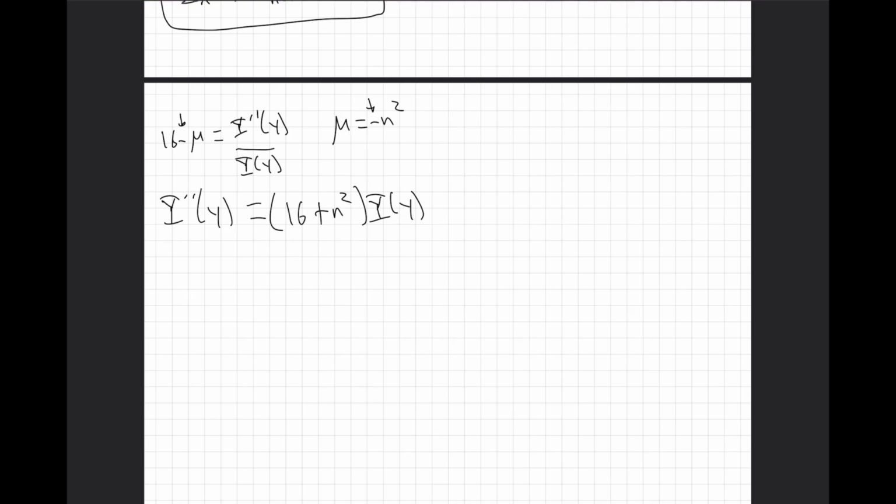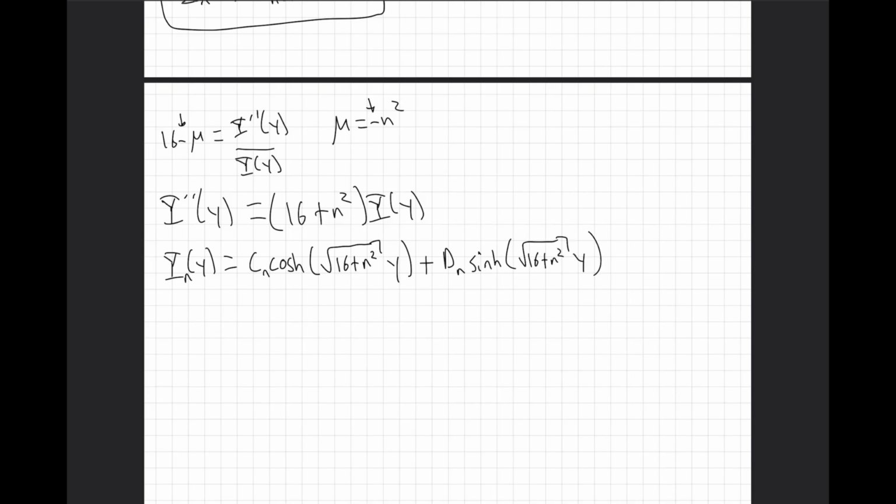And in this solution, we have something that's positive out front of y. So instead of sines and cosines, we get hyperbolic sines and hyperbolic cosines. So here we go. The general solution here now is Y of y is going to be equal to, instead of a and b, let's use c and d. So c sub n cosh of the square root of 16 plus n squared y plus d sub n times sinh of root 16 plus n squared y. These are all sub n again because they are dependent on the value of n.